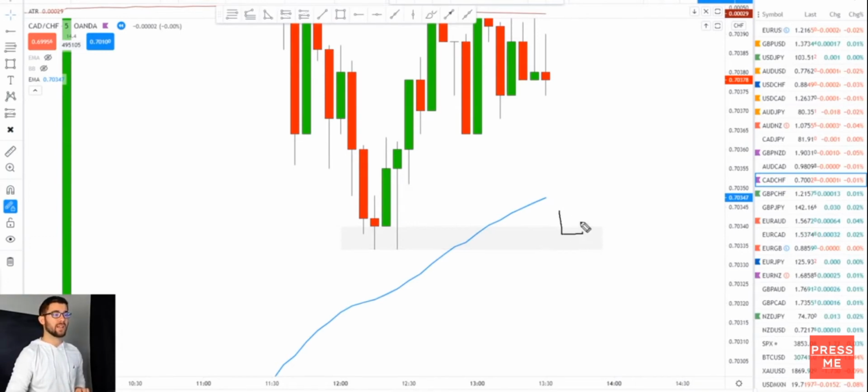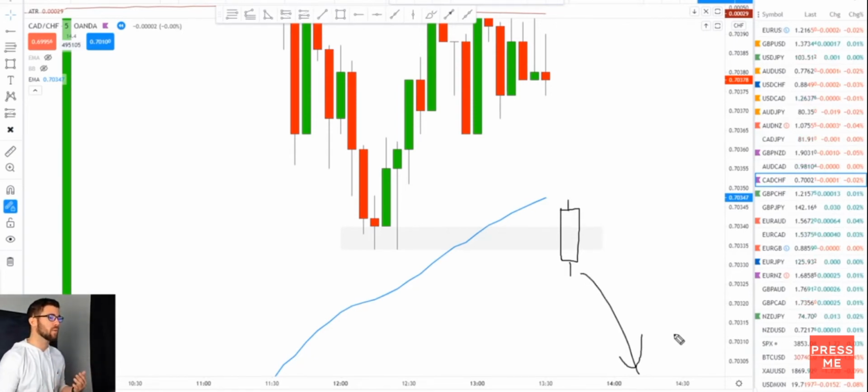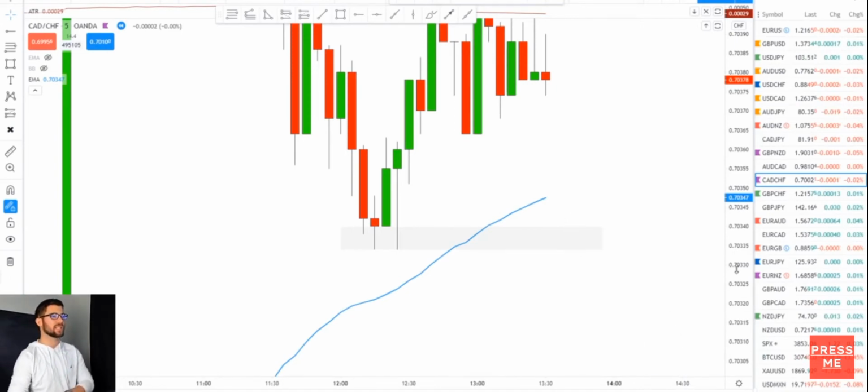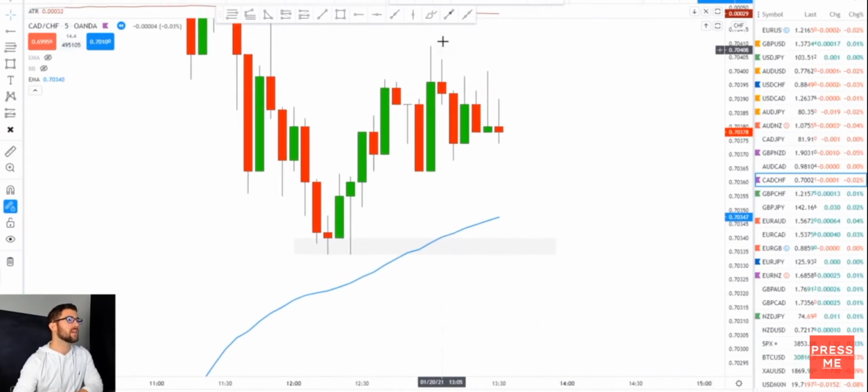The body of the candle can close in this box. The wick of a candle can go below this box. What I do not want to see is a candle that closes below this box. At that point, it's signaling trend continuation to the downside, and I do not want to buy when I'm thinking trend continuation to the downside. So let's take a look at how this played out.